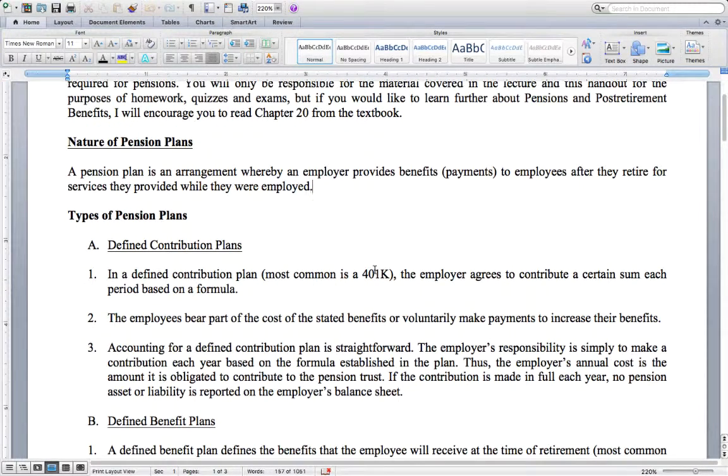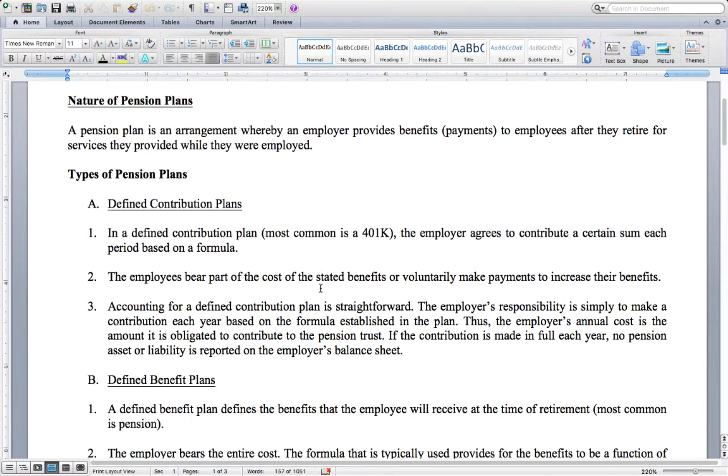First, we're going to discuss the nature of the pension plan. A pension plan is an arrangement whereby an employer provides benefits to employees after they retire for the services they provided while they were employed. Another way to think of this is it is a form of deferred compensation in which the employee is earning the money now while they are employed and the work that they put in, but they will not receive that compensation until a later date.